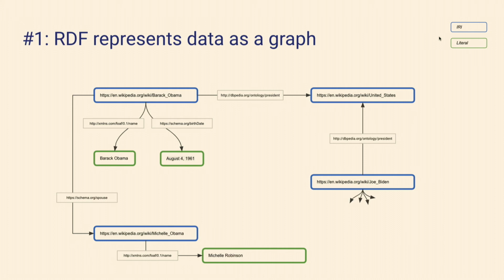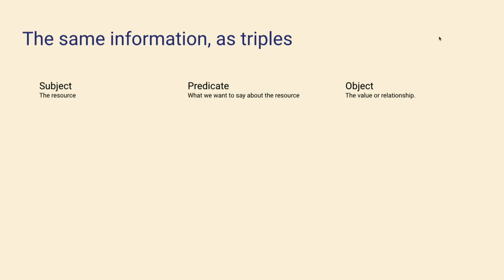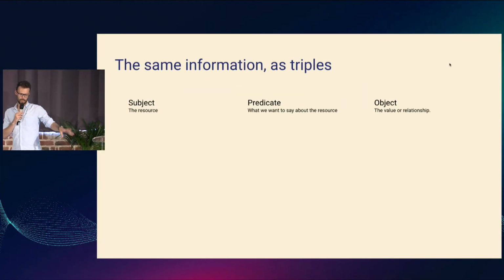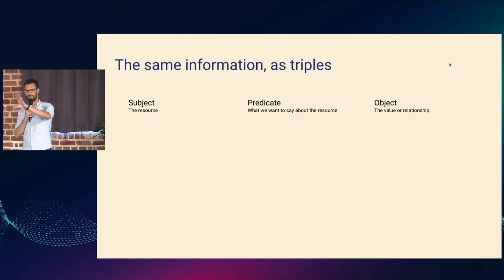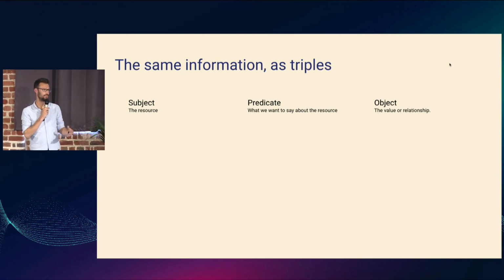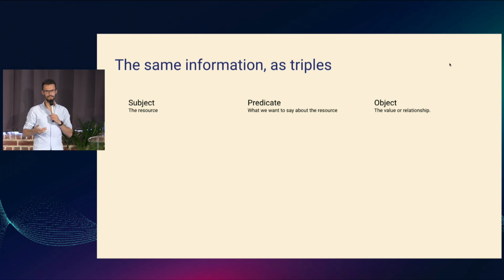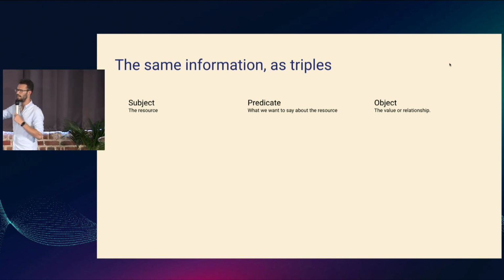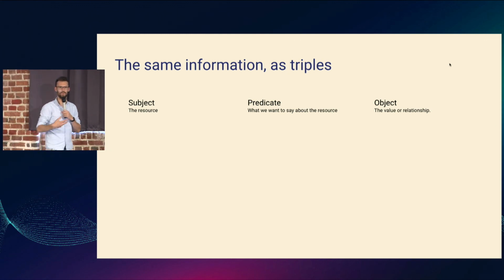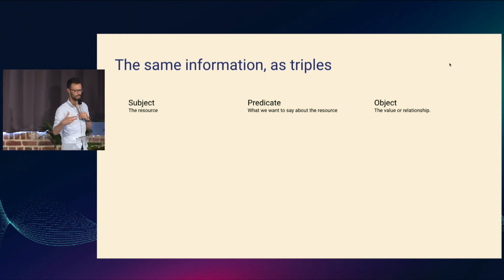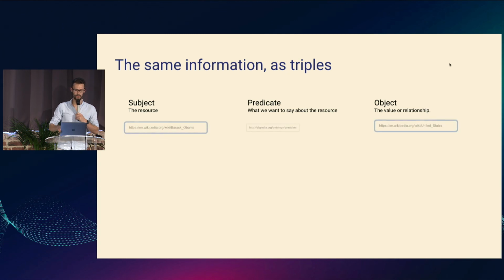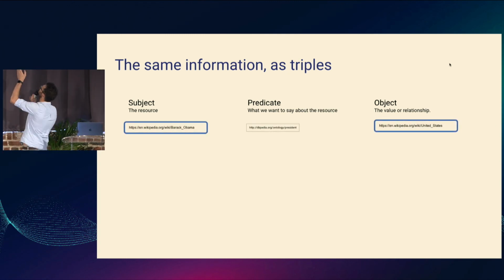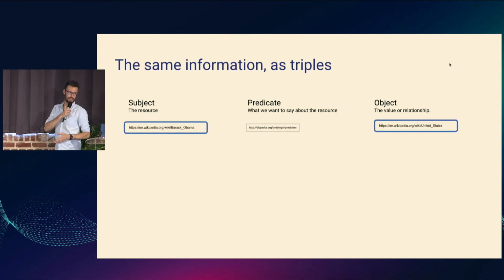So there was this idea of triples. This same data represented as triples is really the same thing. So a triple, again, is a subject, predicate, and object. Subject is the resource we're talking about. Predicate is what we want to say about this subject. And then the object is, quote-unquote, a value, what we want to actually refer to in our fact statement. So typically, Barack Obama, president of the United States.